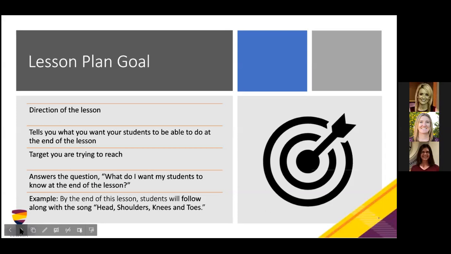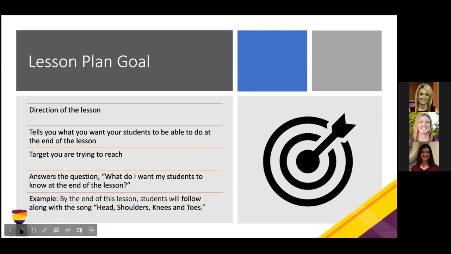Pretend that you're learning Chinese. So picture some sort of Chinese alphabet in your mind. Would you be able to name 26 of those letters after one short lesson? The answer is no. So why do we set a goal of our children learning 26 letters in one lesson? A more specific goal would be, by the end of this lesson, students will be able to identify the letter D.